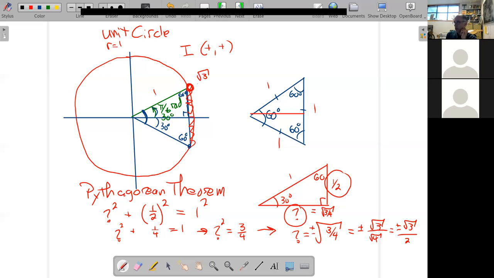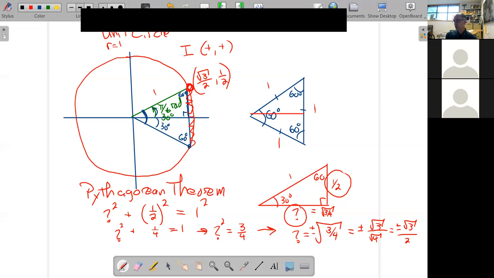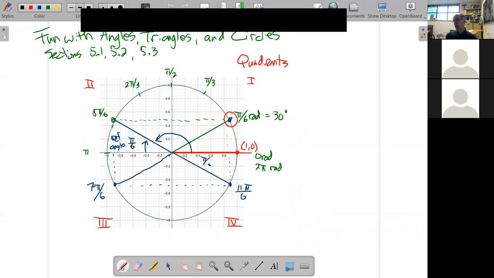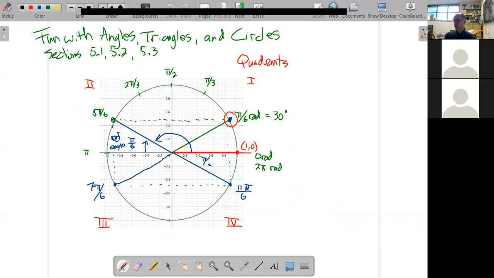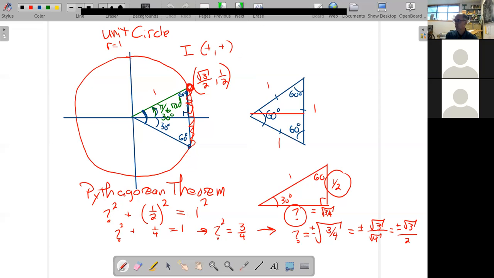Square root of 3 over 2 is x, and y is 1/2. So I've now found that. So we have a special angle, 30 degrees, or pi over 6 radians. And based on that special angle, I now have this point here, square root of 3 over 2, 1/2. So I'm just going to take that information, combine it with this reflection inside the circle, and then label all of the points coming around for the special angle pi over 6.